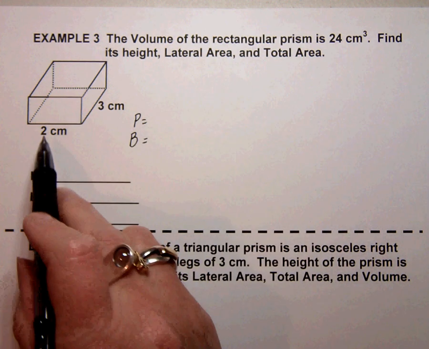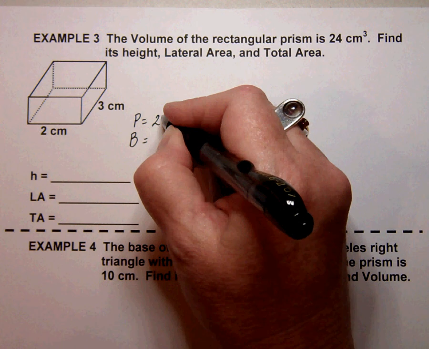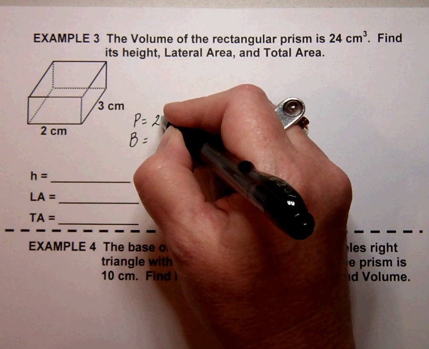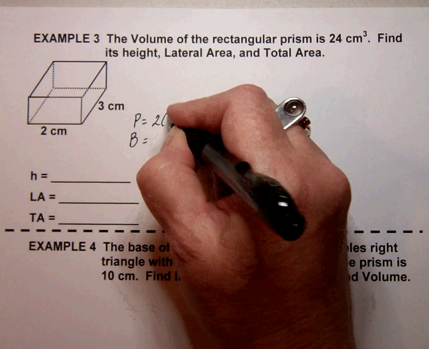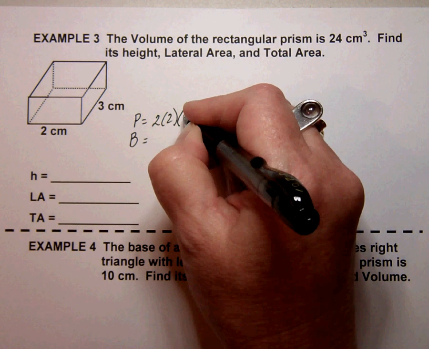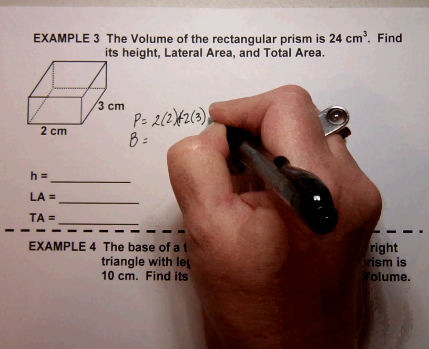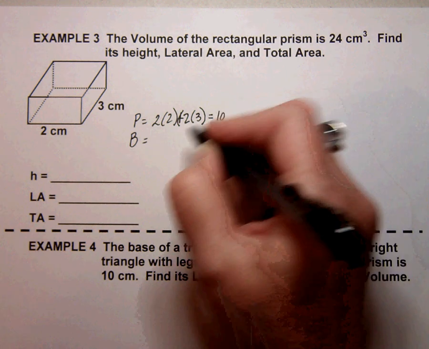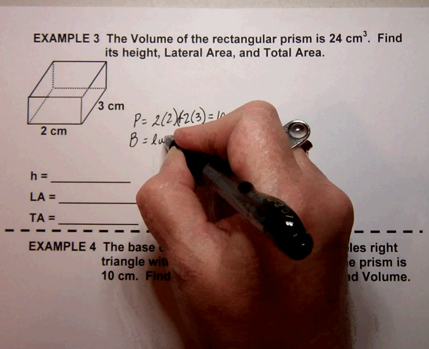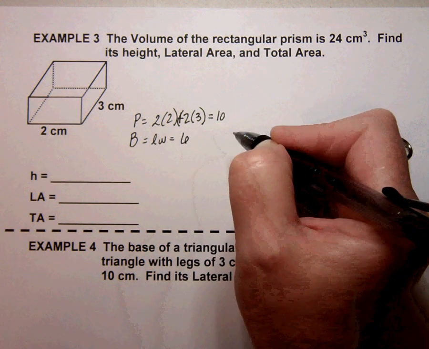Your perimeter of your base is when you do 2 lengths and 2 widths. So we have 2 times 2 plus 2 times 3. So our perimeter is 4 plus 6, which is 10. Our base area is our length times our width. So that's just 2 times 3, so that's just 6.